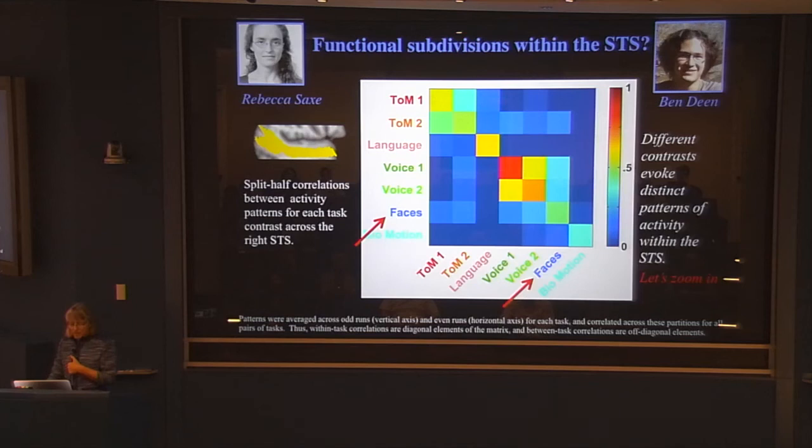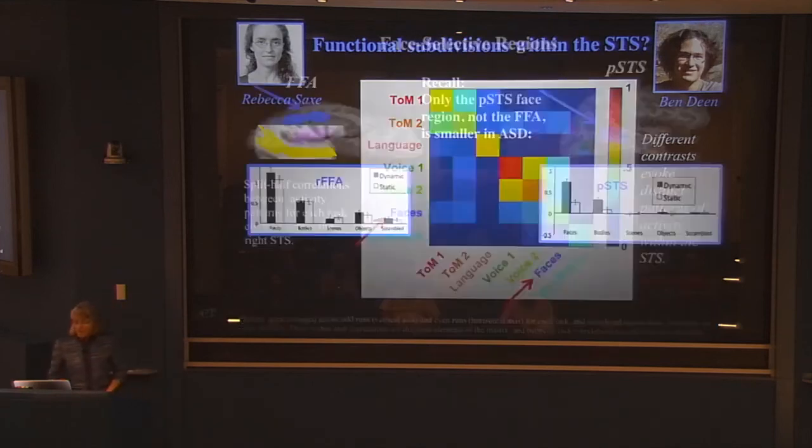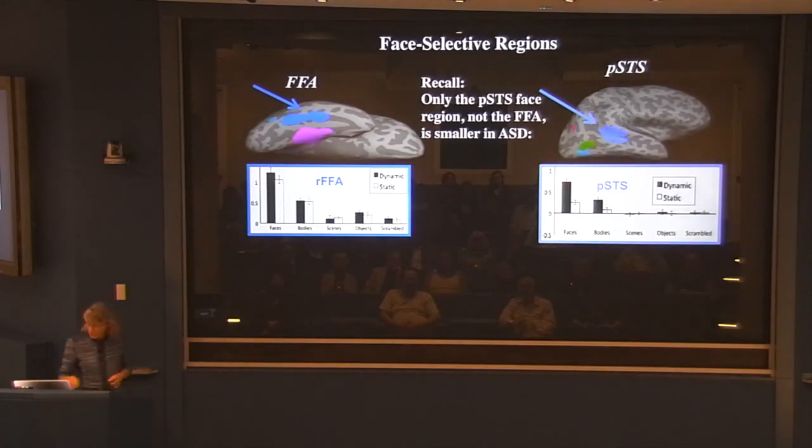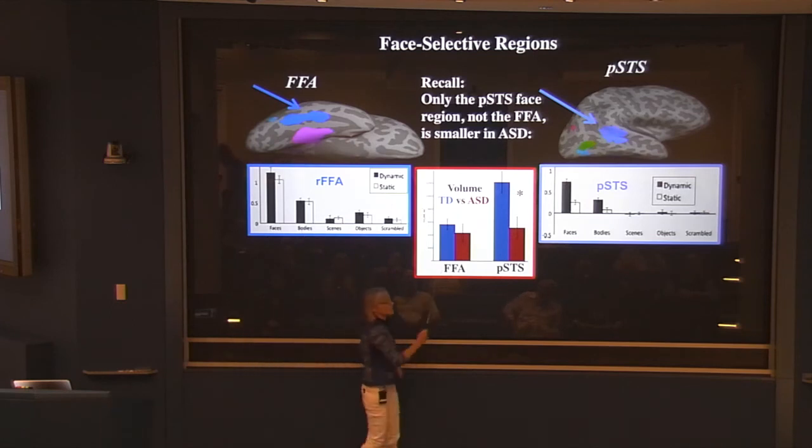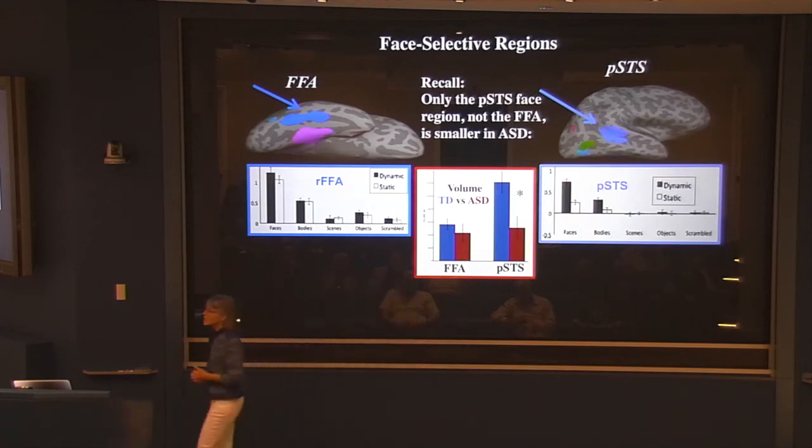Okay, so let's zoom in on those face activations. Recall that I showed you way back at the beginning of the talk, here's a case where we really see what looks like a big difference in autism. Although the fusiform face area response is the same volume in people with autism and typical subjects, this region in the superior temporal sulcus is really quite a bit smaller in people with autism. So that seems like a promising zone to dig in.